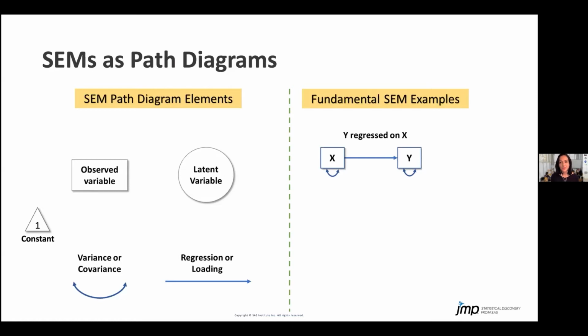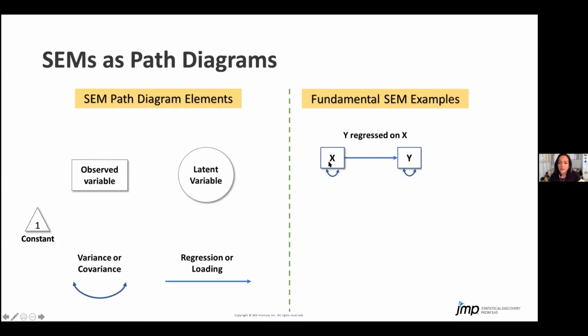And so the most basic building block, I think, is that of a simple linear regression. And what we see in this diagram is that X and Y are enclosed in a square. And so that means that they're observed variables. And notice that X has a one-headed arrow pointing to Y, and that simply means that Y is being regressed on X. It also means that X is predicting Y, right? And notice the double-headed arrows in each of the variables.